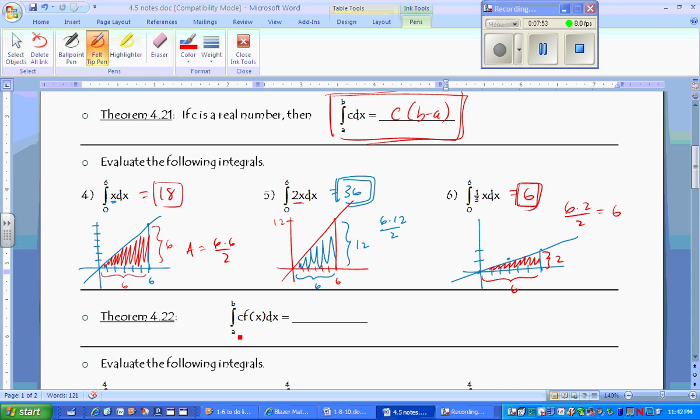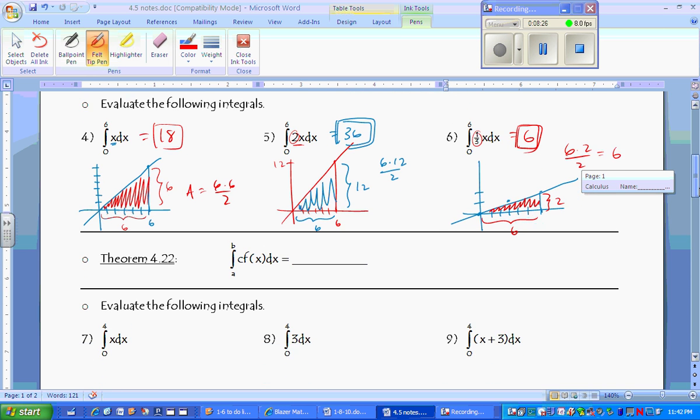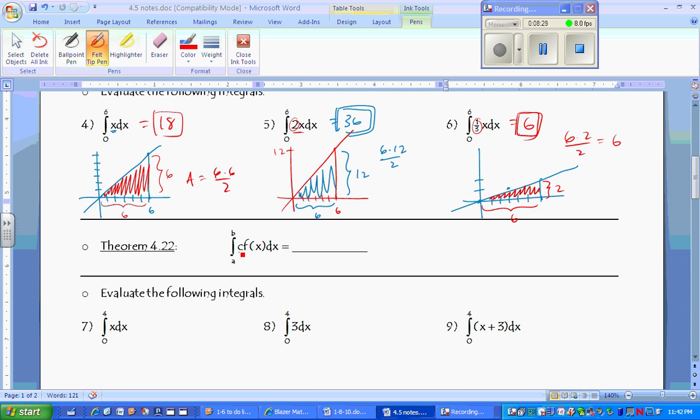Now, with this one, let's look. Each of these is x, but we have 2 times x and 1/3 times x. Do you notice anything about these problems? Here we had 18 for our definite integral. This one we multiplied by 2, so it's 2x instead of just x, and our area doubled. For this one, 1/3 times x, we have 1/3 of 18. So just like a lot of the other things we've talked about, when we have a constant inside this definite integral, we can pull it out. We can put it out in front of that definite integral.